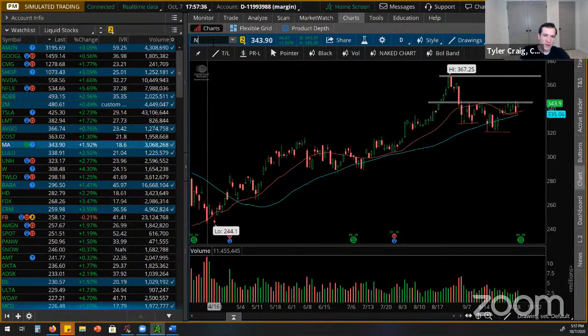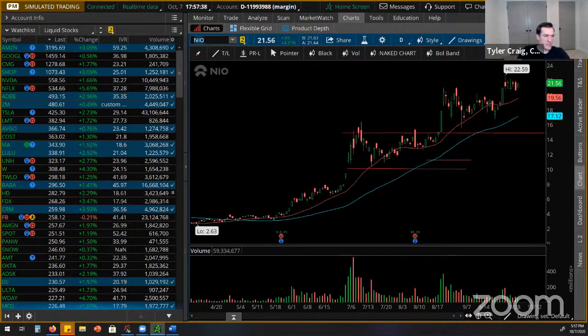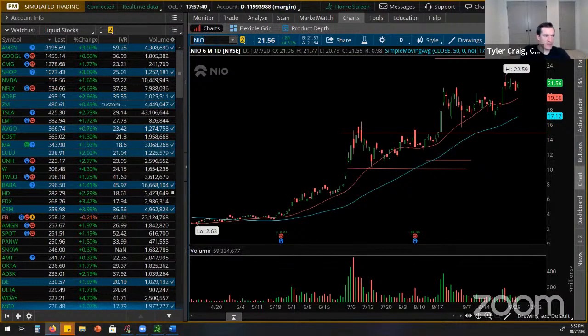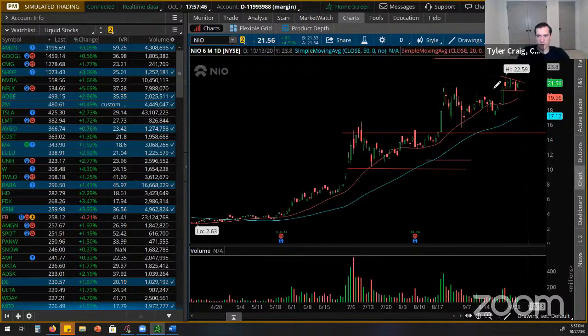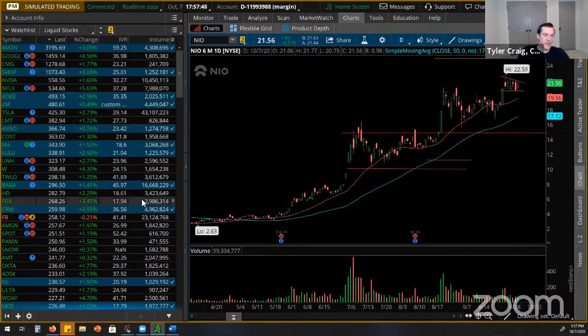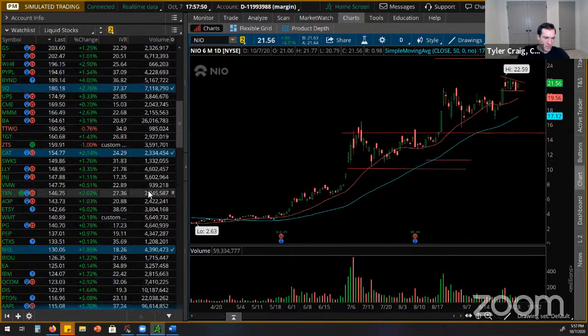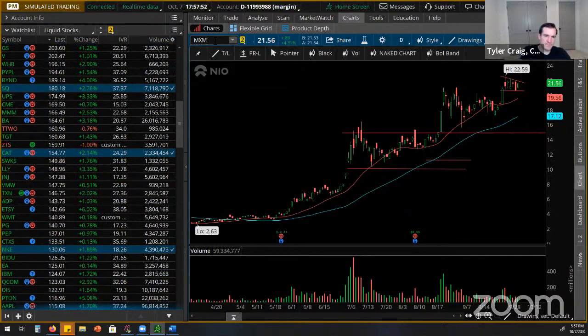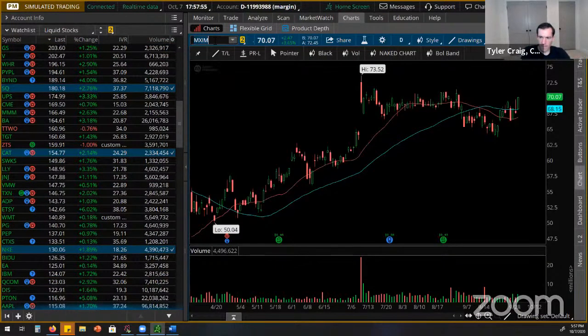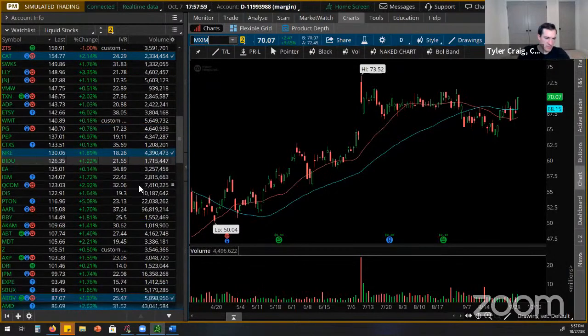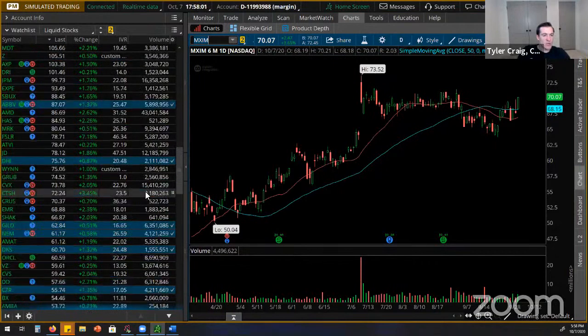Another one I saw earlier today that I thought was pretty was NEO. NEO was another one that I thought was very pretty. Nice little base here, right? That I think is a pretty pattern. Yeah, MXIM is starting to heat up too.